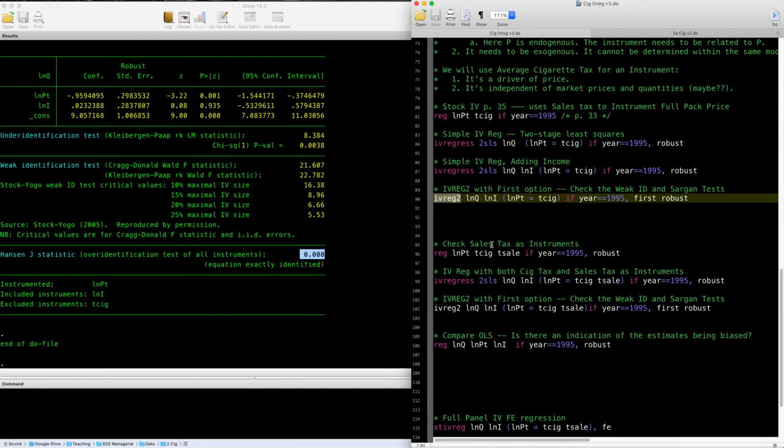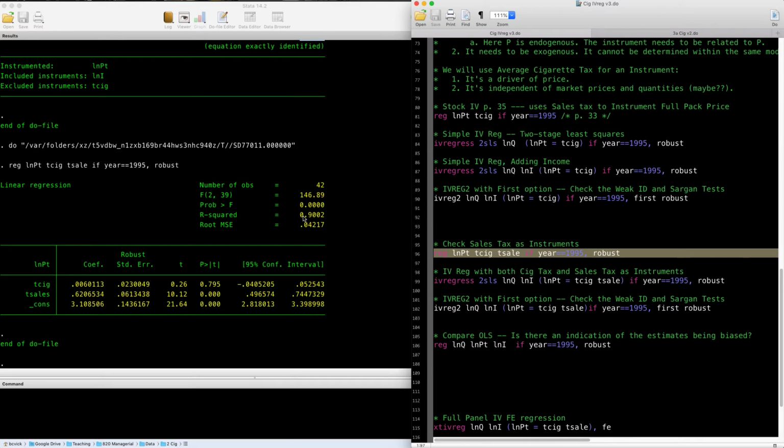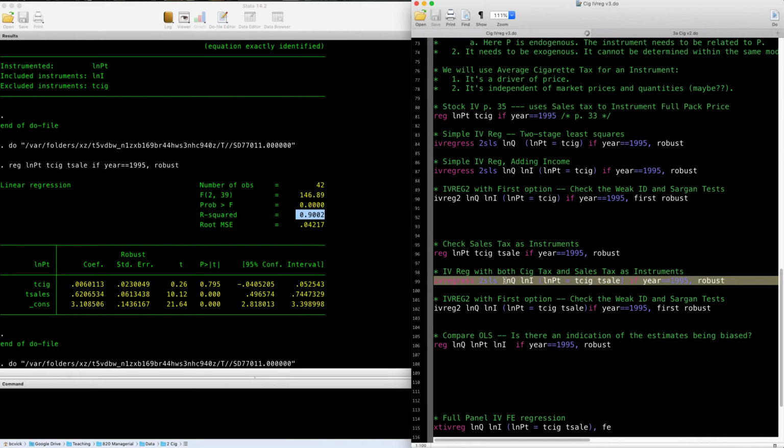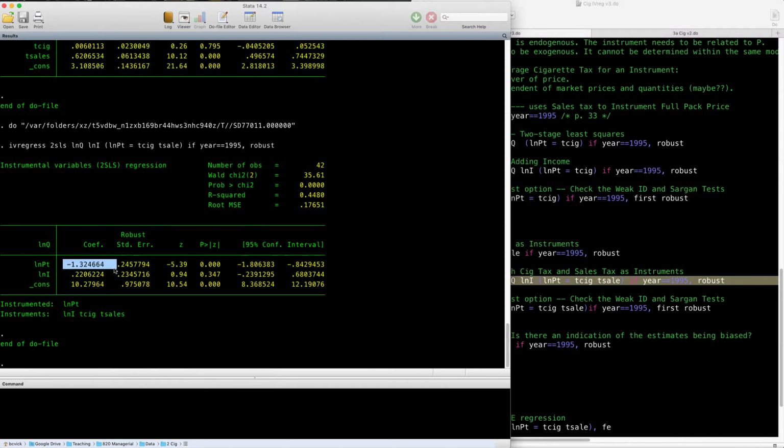So let's go back and add a second instrument. You can have multiple instruments just like you can have multiple exogenous variables. So let's see how both cigarette taxes and sales tax predict our overall price of cigarettes. Before, I think we had an R squared of about 36. Now we have an R squared of 90. So this shows that these instruments are probably going to be stronger. They're not going to be weak instruments, which we were kind of on the border of before. We run this ivregress, and we get a higher price elasticity, minus 1.32.